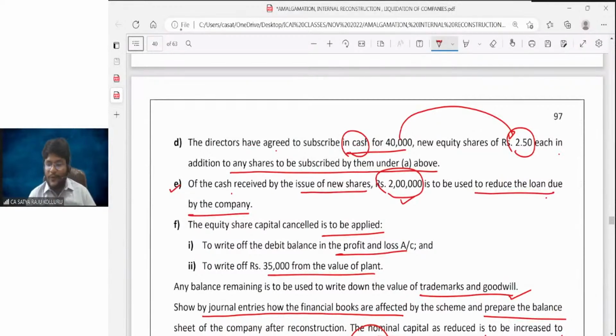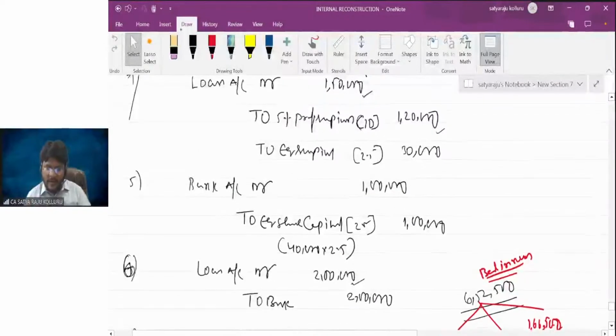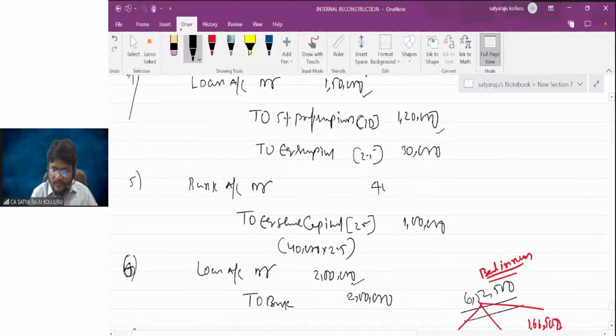Oh, you are correct. I'm so sorry. I thought it was 40,000 shares, which it is not. Janesh, you are right here. The directors have agreed to subscribe in cash for 40,000, not 40,000 shares. Cash for 40,000. They subscribed only 40,000 amount of the shares. This is not 1 lakh. This is 40,000 amount of shares. The amount itself is 40,000. You are correct here. I'm so sorry. 40,000 means how many shares? 40,000 divided by 2.5, 16,000 shares.